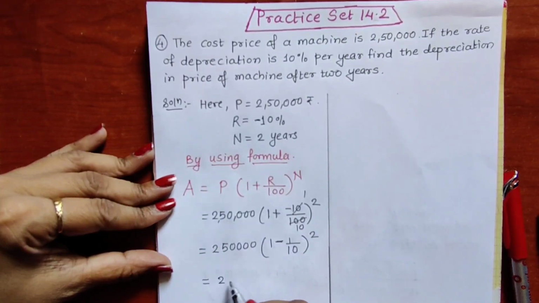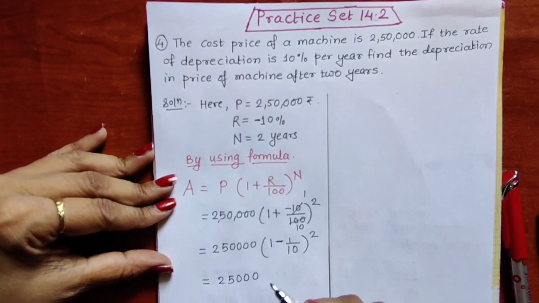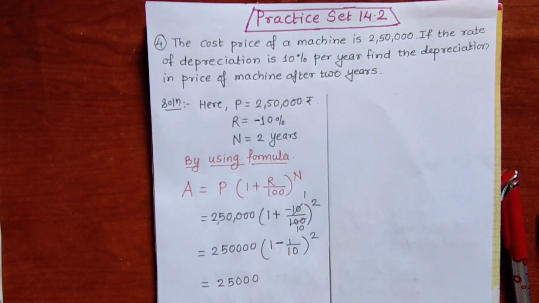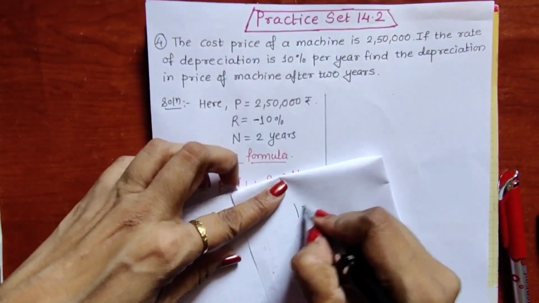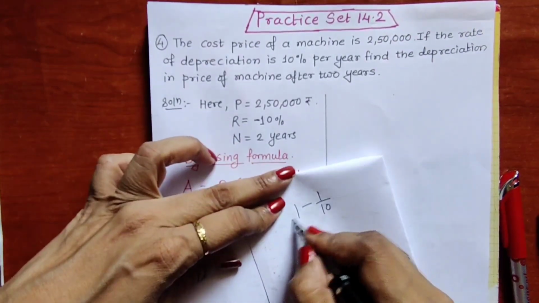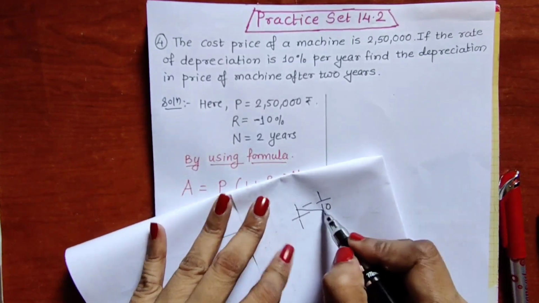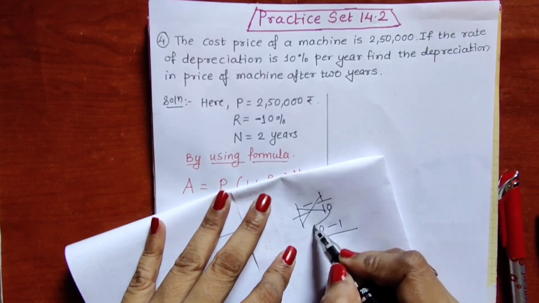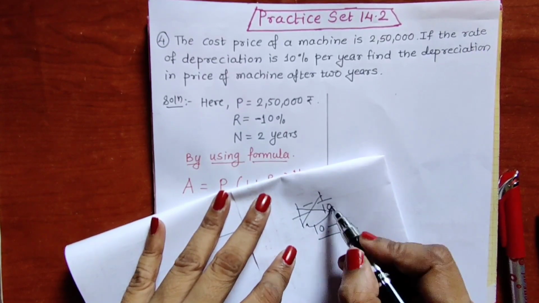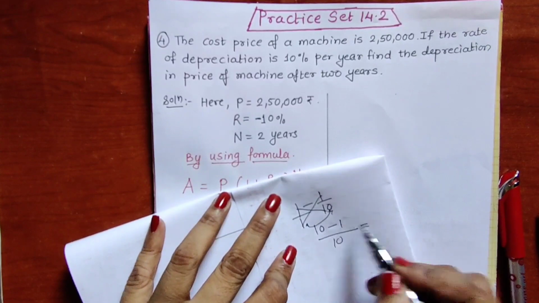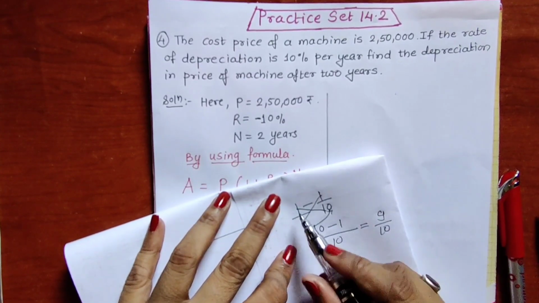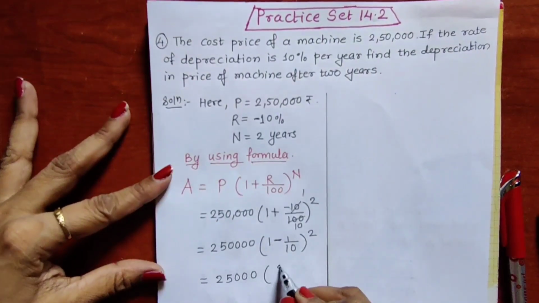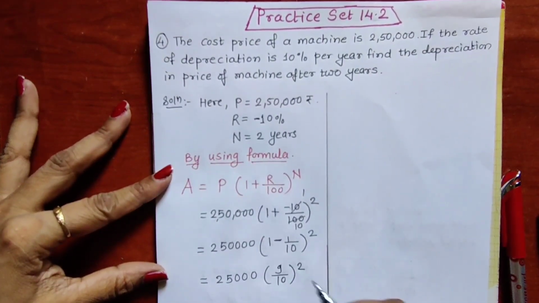What is 1 minus 1 upon 10? If you cross multiply, you will be getting the answer as I will be showing you. The cross multiplication of 1 minus 1 upon 10. So 1 is 1 upon 1. So 1 into 10 is 10. Minus sign is there. 1 ones are 1, upon the multiplication of denominator, 10 ones are 10. So 10 minus 1 is 9 upon 10. So 1 minus 1 upon 10 is equal to 9 upon 10. We are getting here 9 upon 10 whole square.